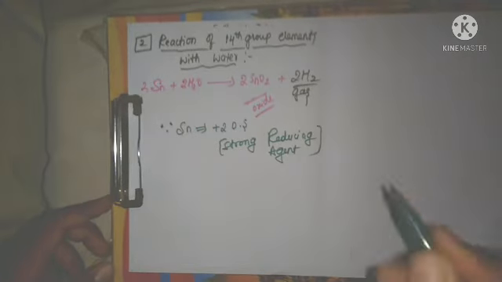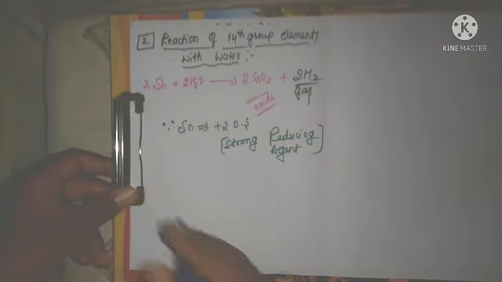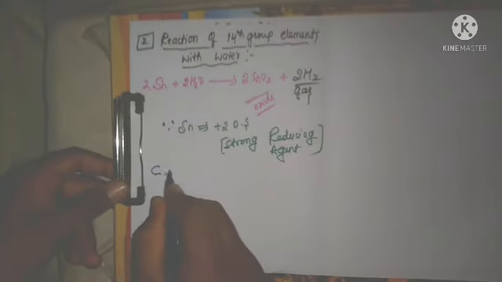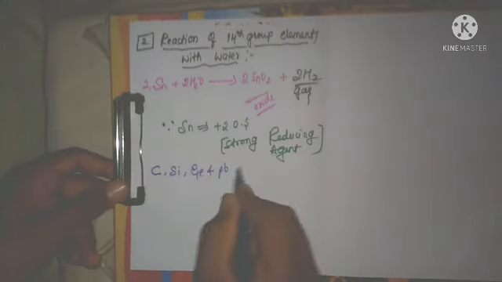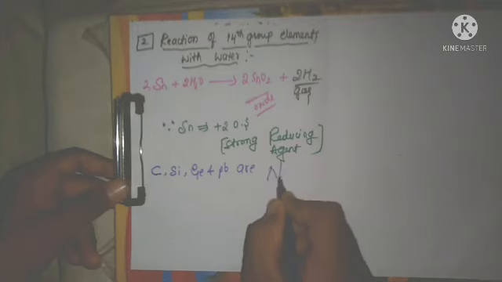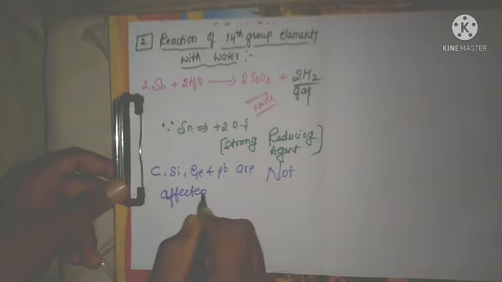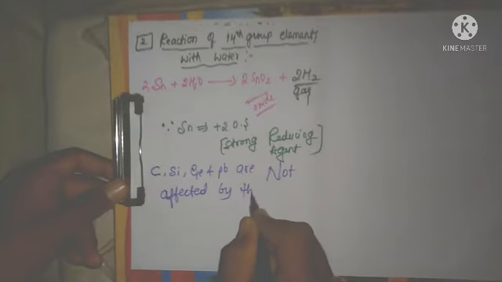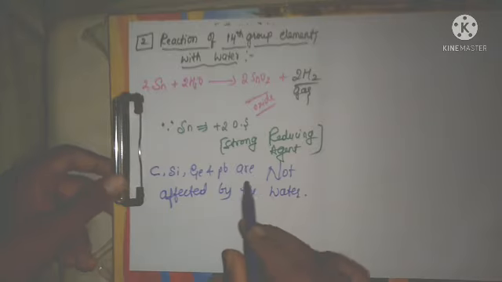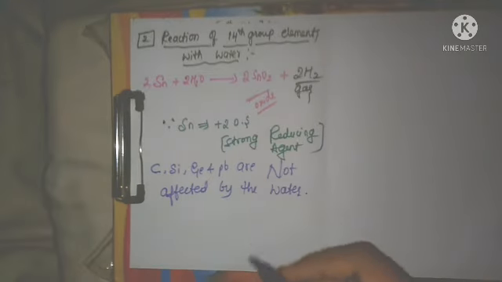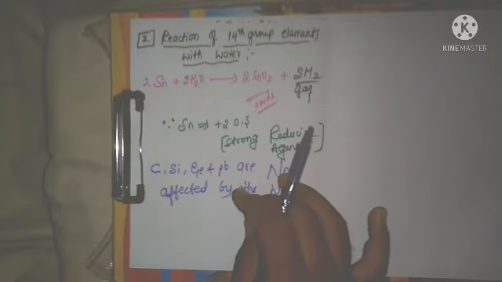Therefore, the tin only reacts with the water, whereas carbon, silicon, germanium and lead are not affected by the water. These 4 elements are not affected by the water. This is the reaction of 14th group elements with the water.